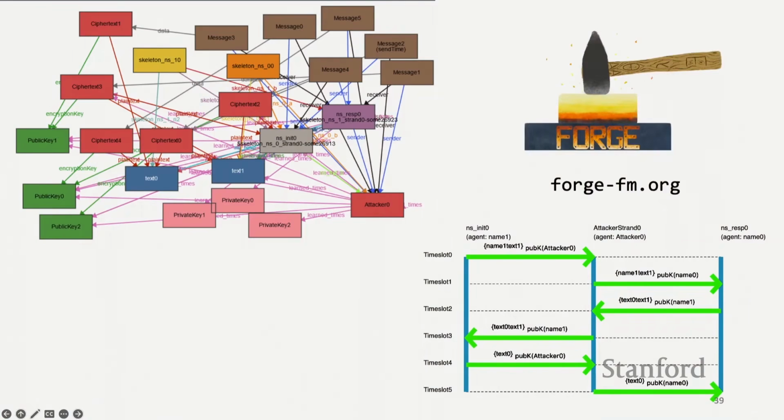There's a tool we've been building called Forge. Forge is basically our improvement on Alloy. And in Forge, we let you do these domain-specific visualizations. We're working on a whole bunch of infrastructure to make it as easy as possible to build these. And I'll tell you a little bit more in a moment what that means.